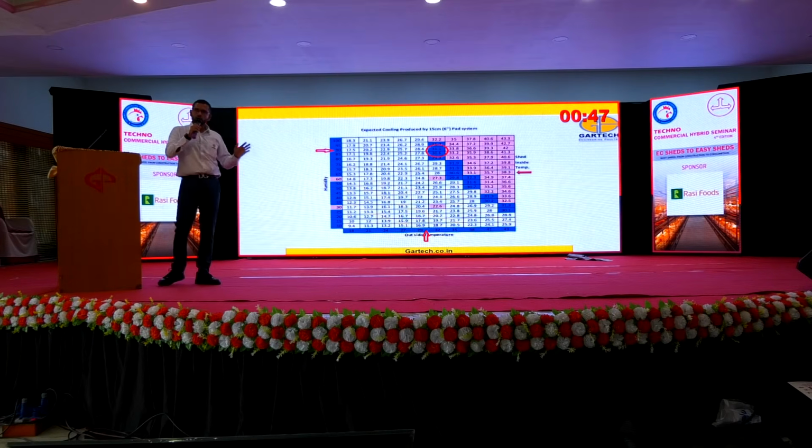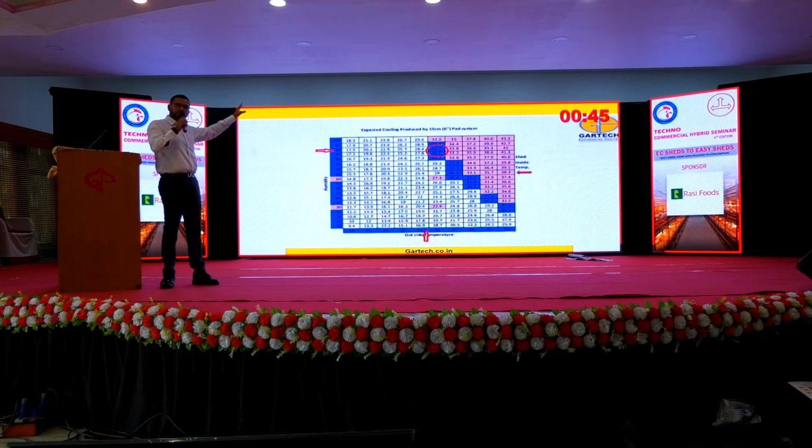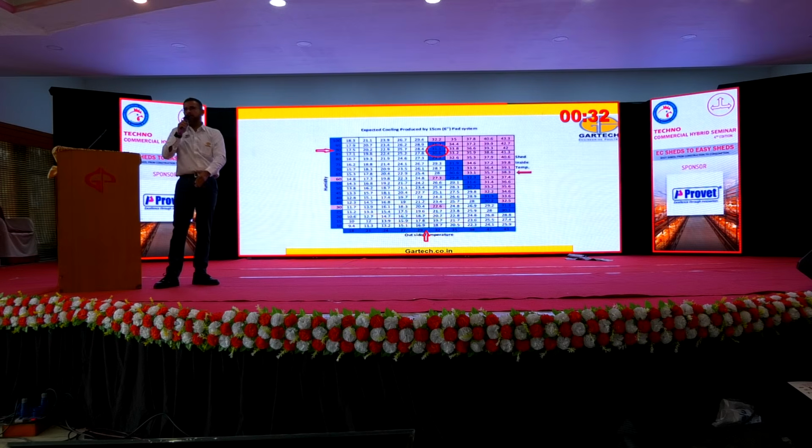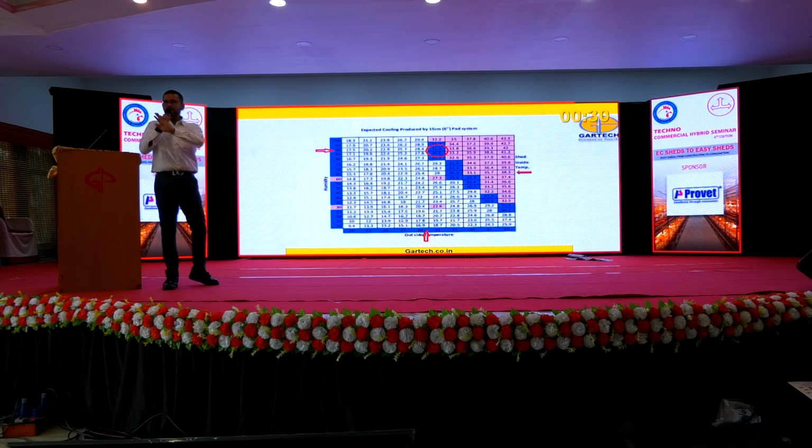This is a standard chart of the limitations of an evaporative cooling system. No matter what you do, you cannot achieve standards beyond this chart. If anyone is telling you that they can achieve 22 degrees or 24 degrees Celsius when the humidity outside is 80% and the temperature is 40 degrees Celsius, that is not true.